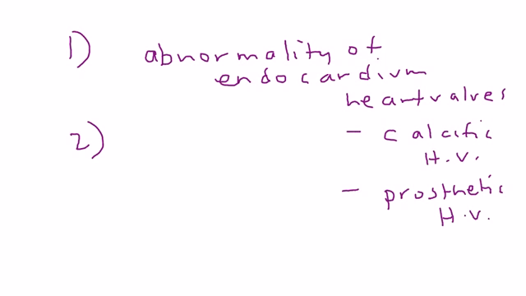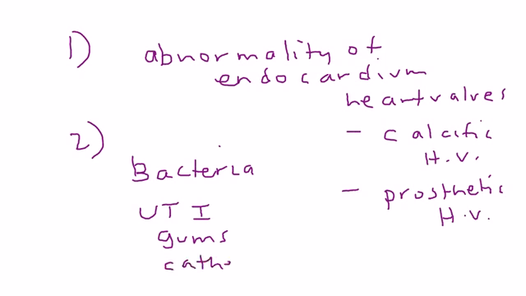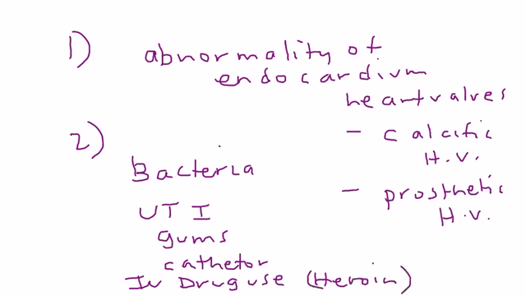The second thing you need is an introduction of some bacteria in the body. And the bacteria can get into a person's body either from an infection, urine infection, infection of the gums in your mouth, or some sort of catheter site, and very commonly in endocarditis cases, some sort of IV drug use, heroin addicts, for example, that inject heroin into their blood vessels with a needle.